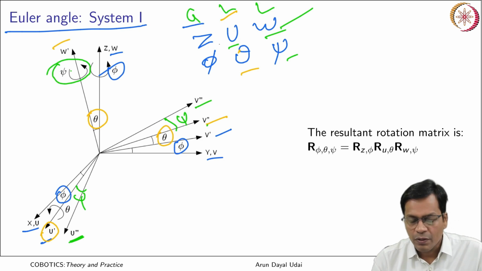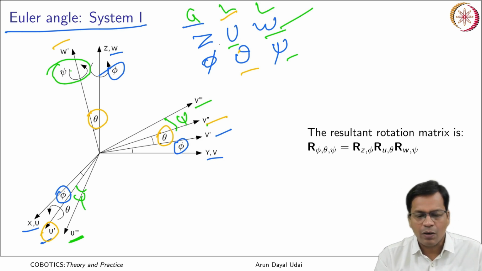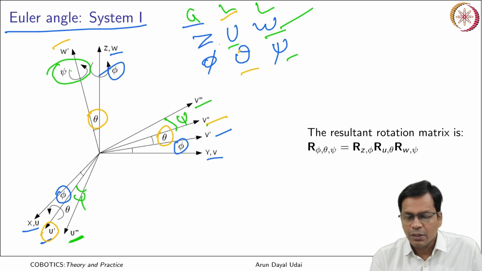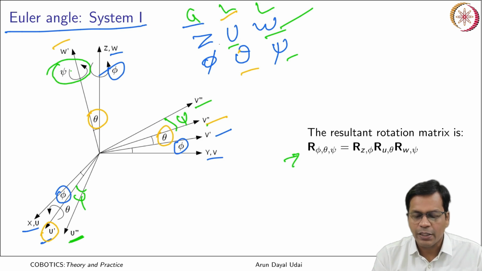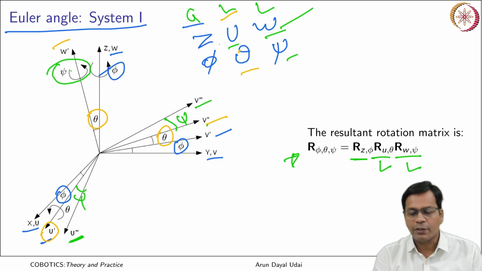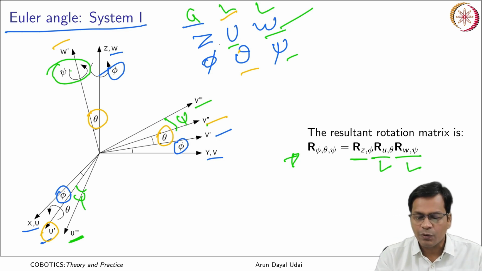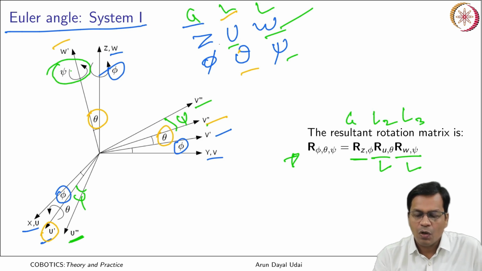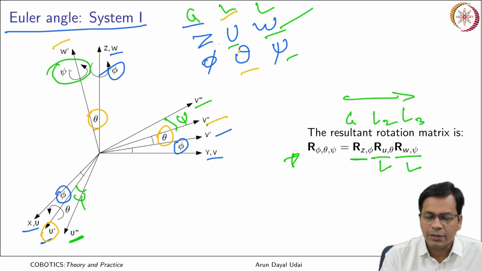So the final orientation, the outcome of the 3 rotations, is given as this. The final rotation matrix would be like this. You see, because the first one happened here and the next two were local, effectively those two are post multiplied, not pre multiplied. Second local transformation, third local transformation. The first one was global. So the order goes like this.